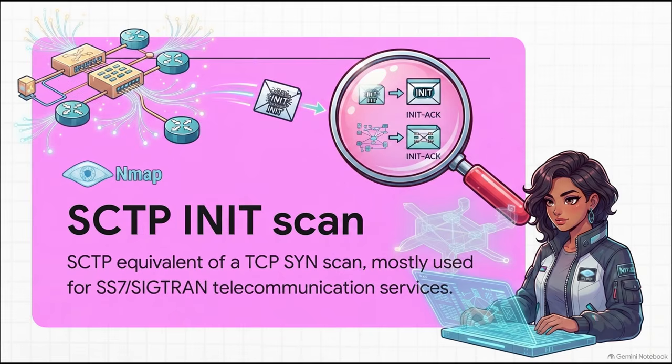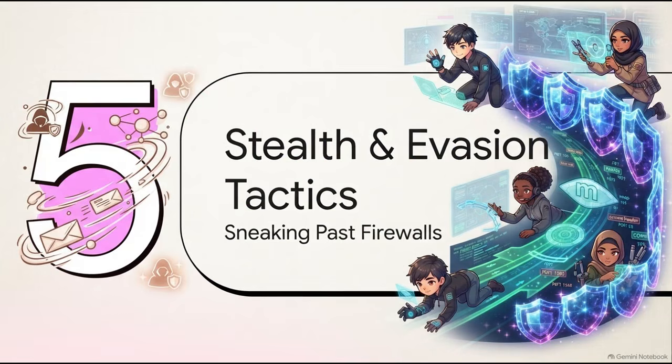SCTP is a serious alternative to TCP and UDP that is heavily used in telecom. This scan operates just as stealthily as a TCP SYN scan does. It sends an INIT chunk and waits for an INIT-ACK chunk. This allows you to accurately map out telecom infrastructure without ever fully completing an association. Section 5. Stealth and evasion tactics.